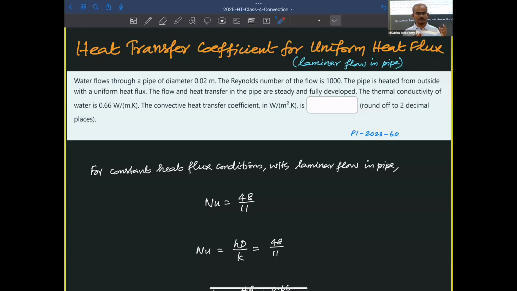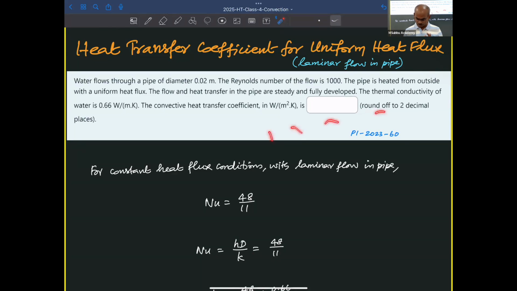Constant wall temperature means you can have a condensing or boiling fluid surrounding this tube. By that way you can have a constant wall temperature. And in the case of constant wall heat flux, you can think of putting an electrical heater. The heater will be supplying constant heat flux, based on the power rating of that device, or the resistance of that electrical circuit. So by that way you can have constant wall heat flux.